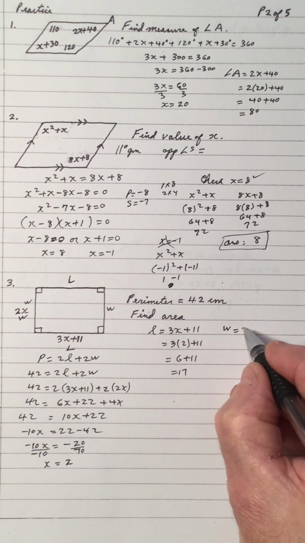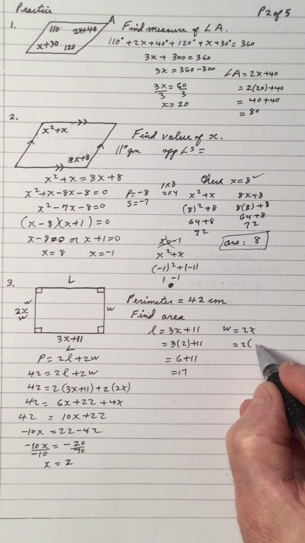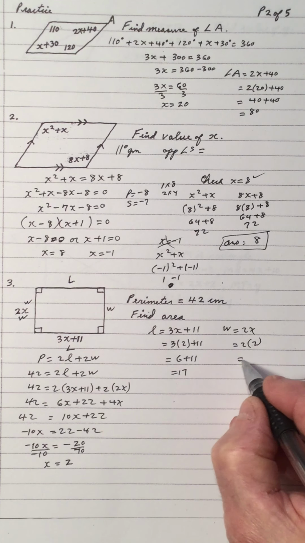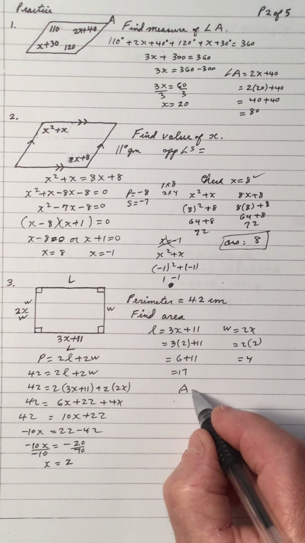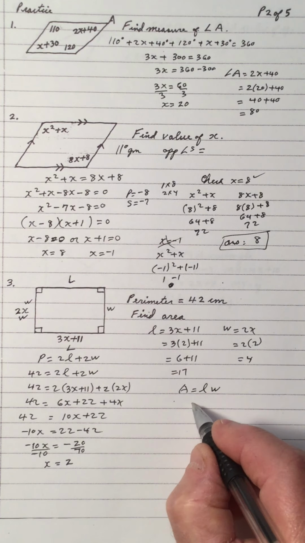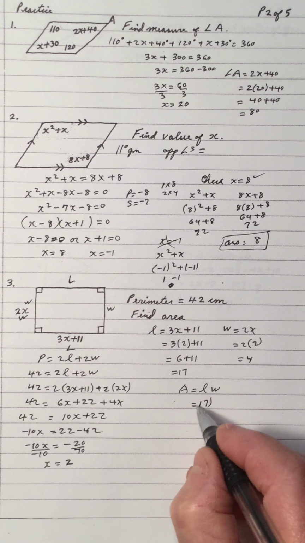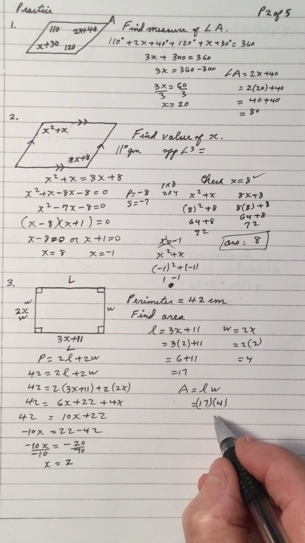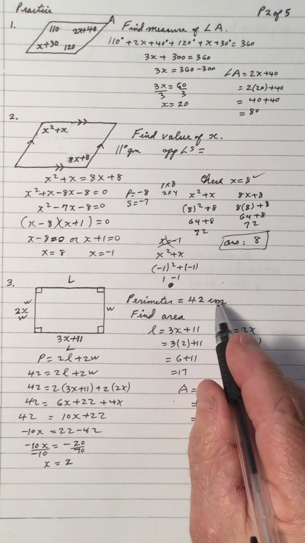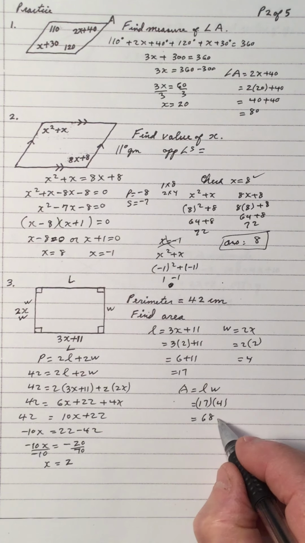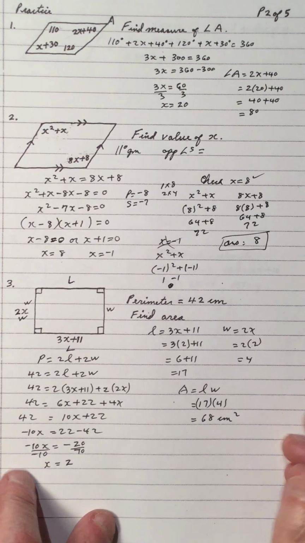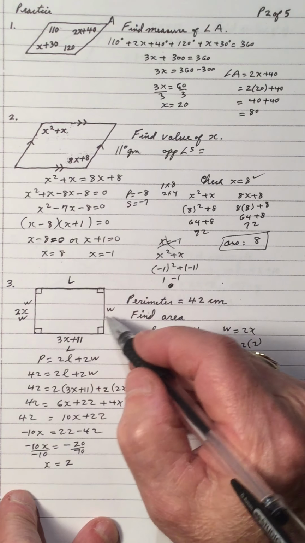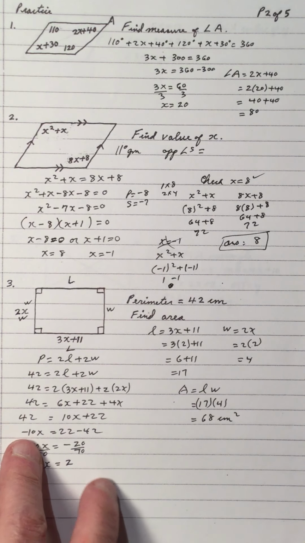The width is 2x, so that's 2 times 2. So the width is 4. And the area of a rectangle is length times width. So the length is 17 and the width is 4, which gives us an area of 68. And since the units are in centimeters, this is square centimeters. The area is 68. Opposite sides are equal, so there are 2 lengths and 2 widths to put into the formula for perimeter.